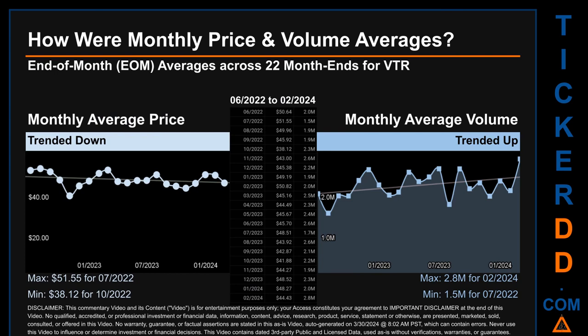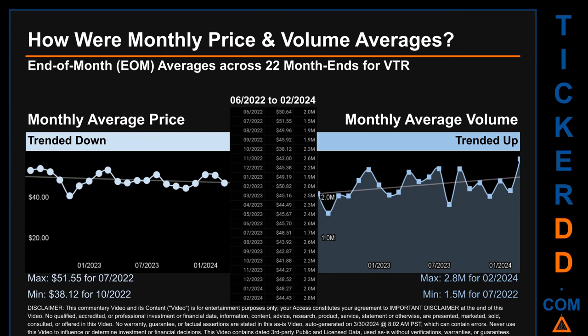How were price and volume averages for VTR? Across 446 trading days, there were a total of 22 month ends, of which monthly averages for daily price and volume were calculated. Overall, monthly price average trended down while monthly volume average trended up.